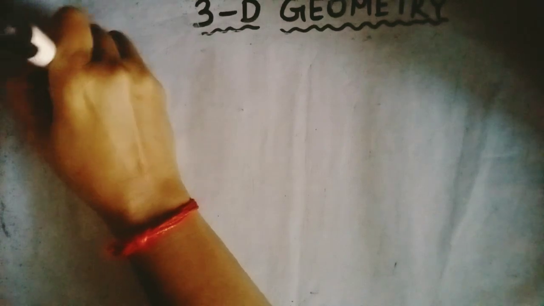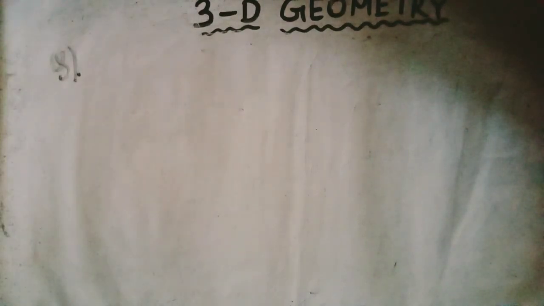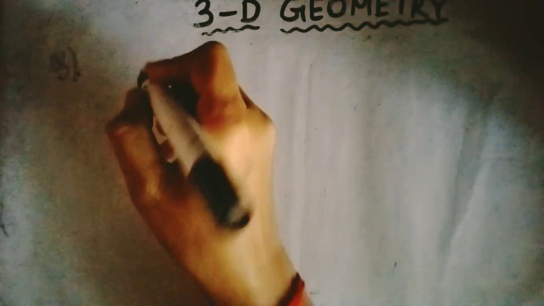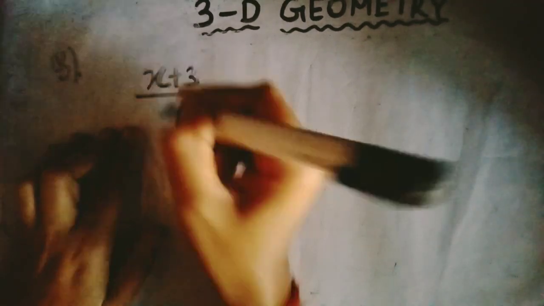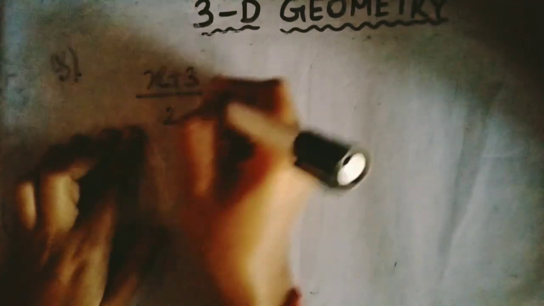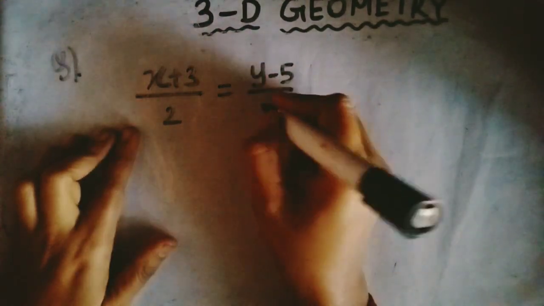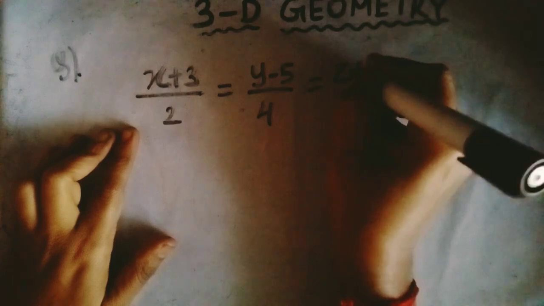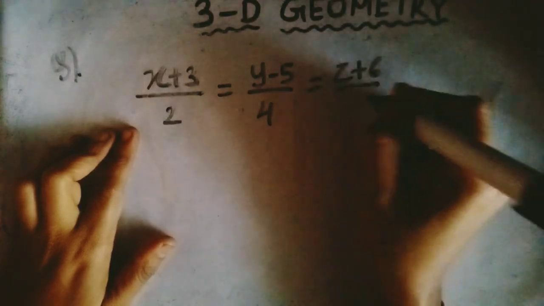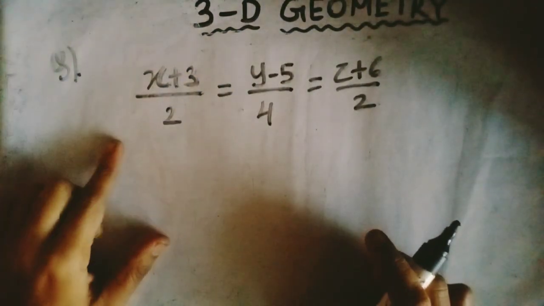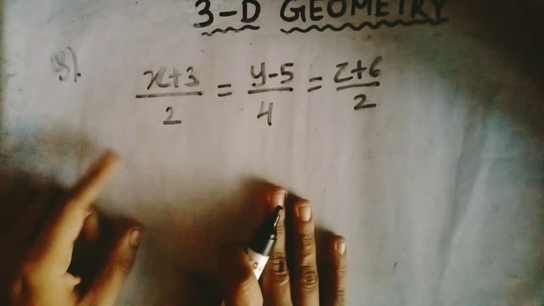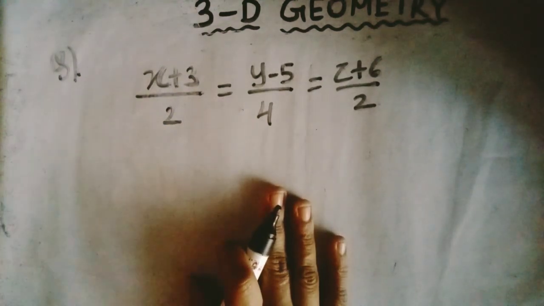Next question: the Cartesian equation of the line is given, and you have to find the vector equation of the line. The Cartesian equation is given as (x plus 3) upon 2, (y minus 5) upon 4, (z plus 6) upon 2. So this is your Cartesian equation and you have to find the vector equation.